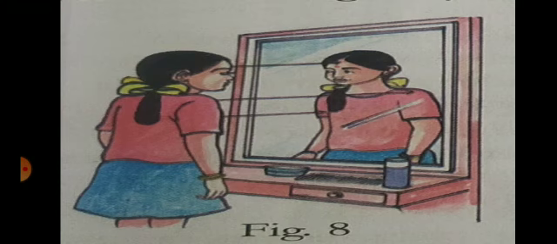Is the size of your image equal to your size? Now place an object in front of the mirror. Compare the size of the object with its image. Is the size of the object and its image the same? What can you say about the size of your image when you stand in front of your small mirror and a big mirror? Do you find any difference in the sizes of those images? You may notice that irrespective of the size of the mirrors, the size of the image and the size of the object are equal.